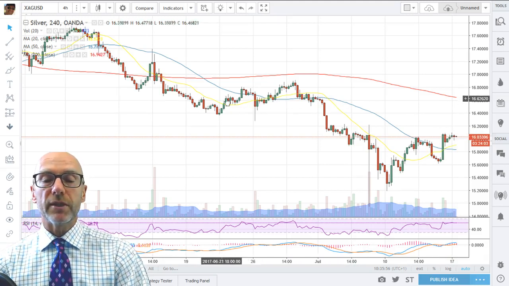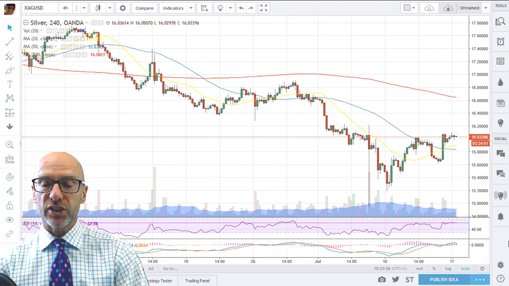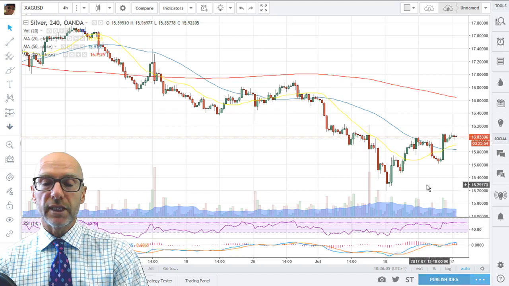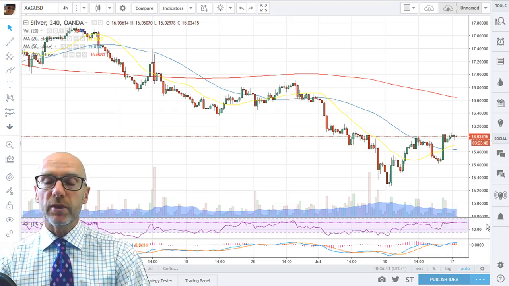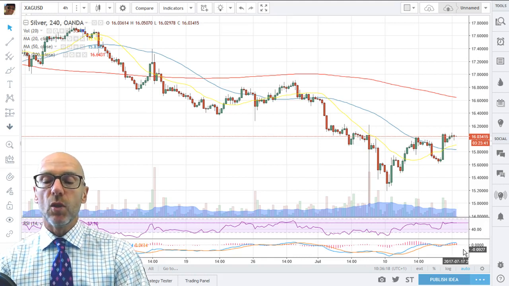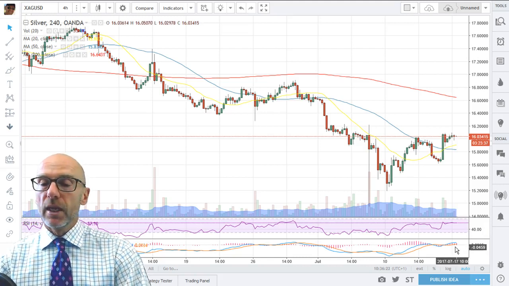There is also a band of resistance at 1660, and also you've got this non-confirmation on the RSI as well, which is now in an uptrend and is at 57.8. So in the short term there is upside momentum in this market, and that is confirmed with the MACD.